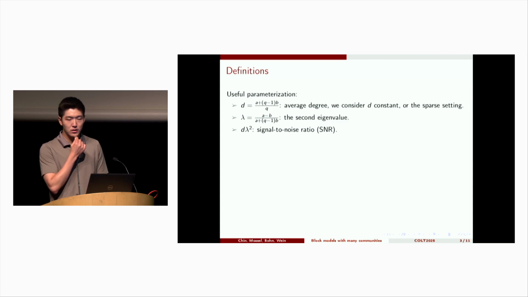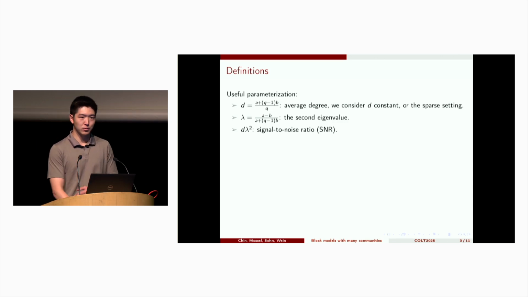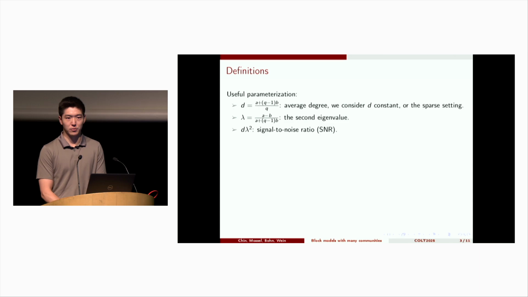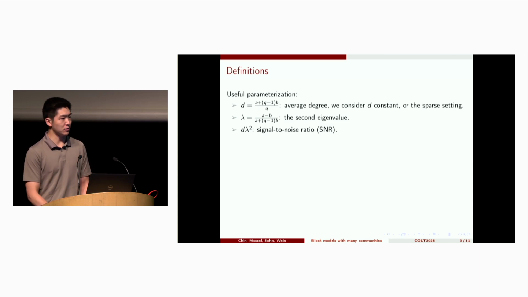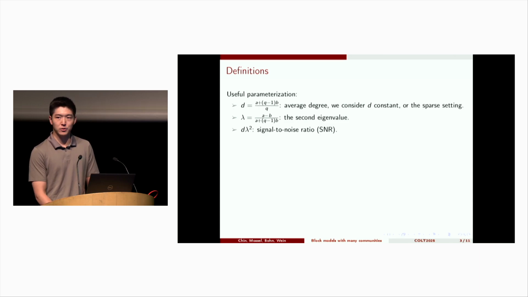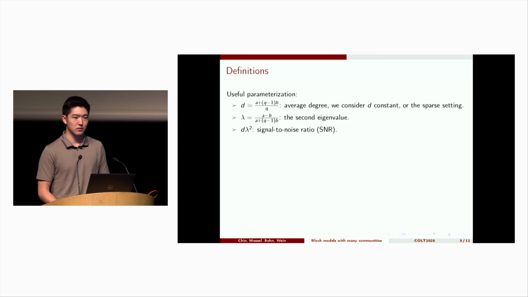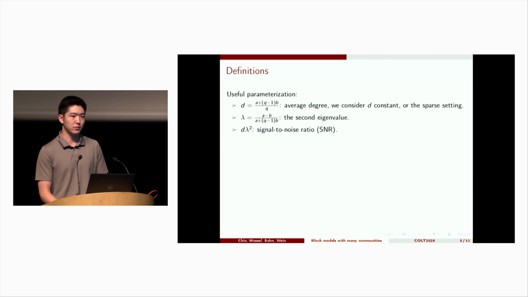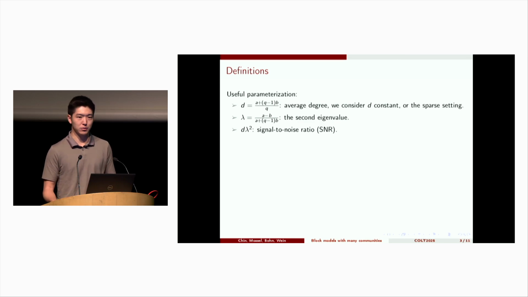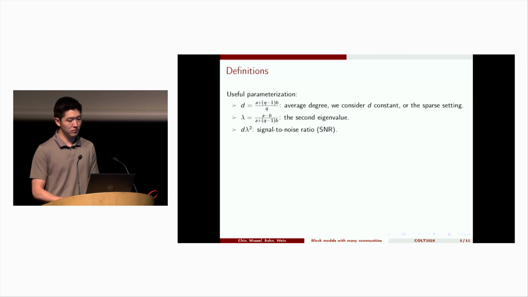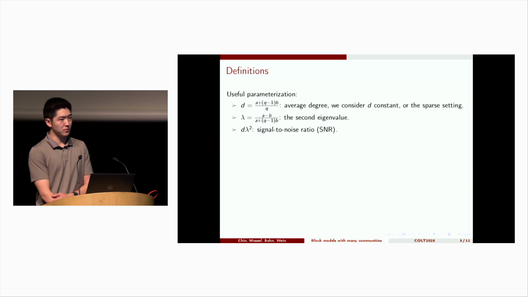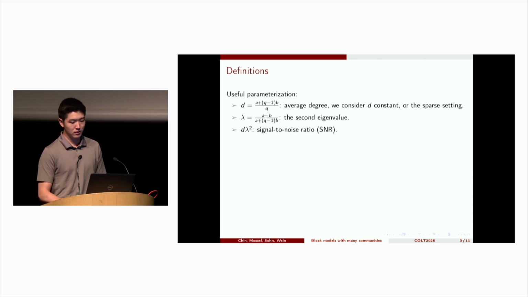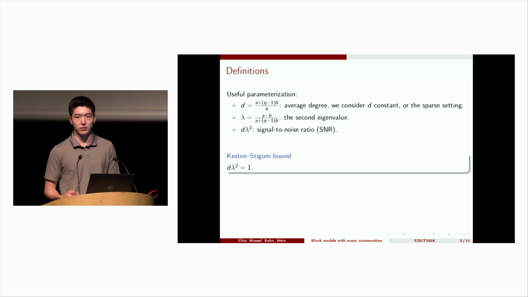Okay, so I gave you four parameters, but really we'll be working mostly with a reparameterization of the model. We care about D, the average degree of the graph. We'll be working mostly in the setting where D is constant, so this is a rather sparse graph. And lambda is the second eigenvalue of a matrix which captures roughly how differently edges behave between communities versus within a single community. Altogether, this defines a signal-to-noise ratio d lambda squared, which is related to the Kesten-Stigum bound, mentioned in an earlier talk.